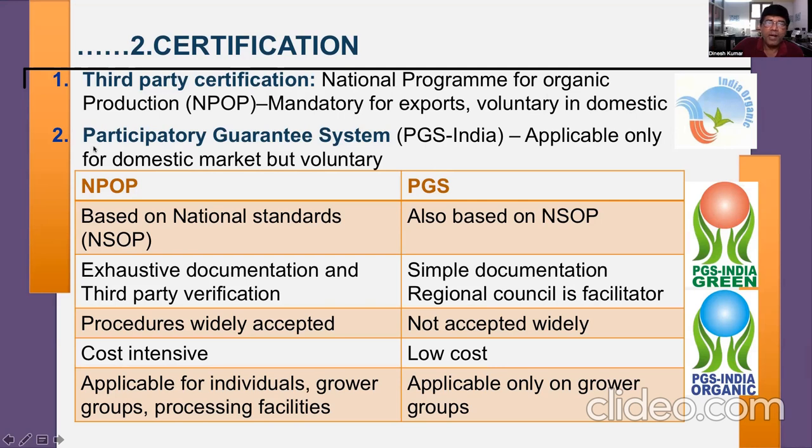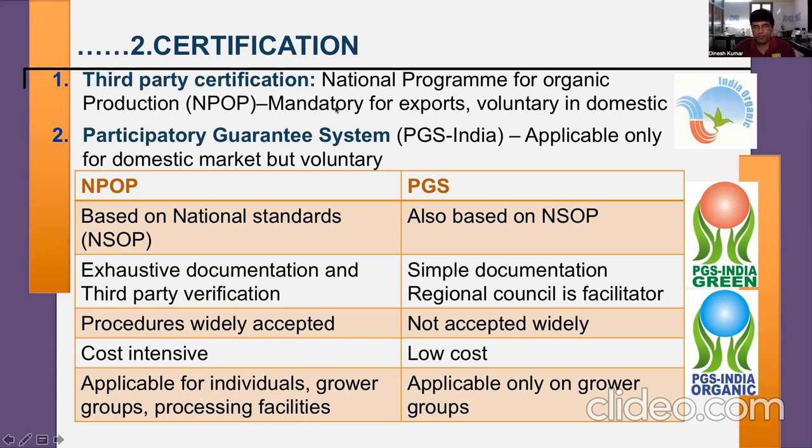And then next is the participatory guarantee system. Because third party certification is expensive. For 1 acre area, the certification agency may charge about 40 to 50,000 rupees per acre, which is a huge amount.